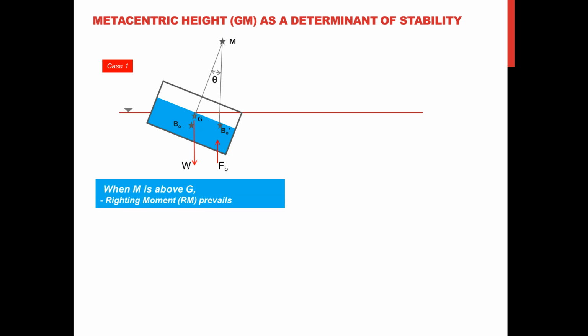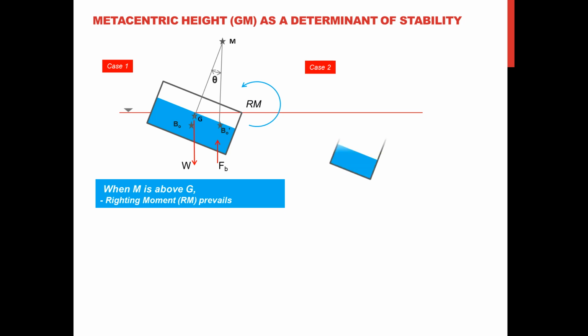So we have here a condition when M is above G. Notice that in our illustration, M is above G. When this happens, righting moment or RM prevails. And the righting moment is against the direction of the displacement.